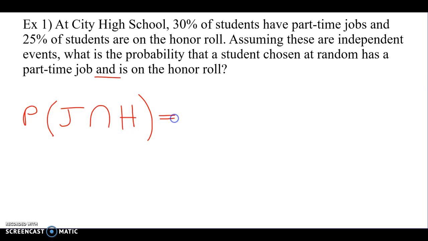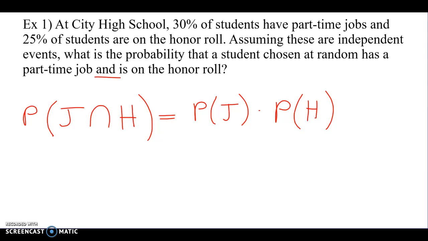So the formula says we take the probability that they have a job times the probability that they are on the honor roll. Now be careful, we're not going to multiply their percentages. Anytime we're multiplying probabilities, we're talking about the decimal. So obviously, what's 30 times 25? Now, can you have 700% of something or 750% of something? No, remember, we talked about this last class. What's the highest percent? 100. So obviously we're not multiplying the percents. So we're going to write them as probabilities.